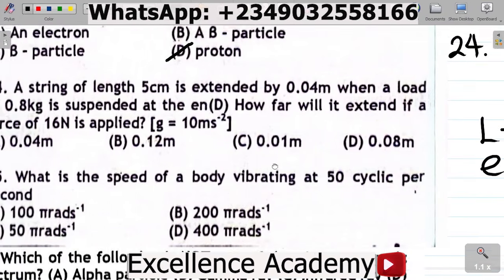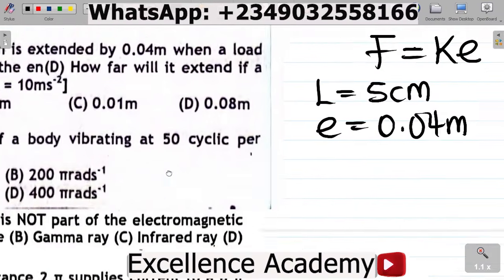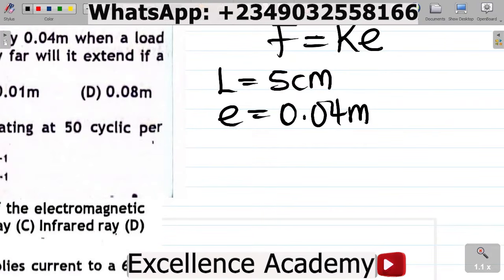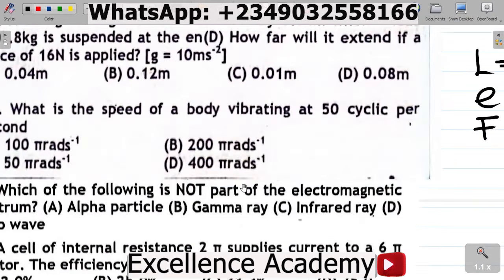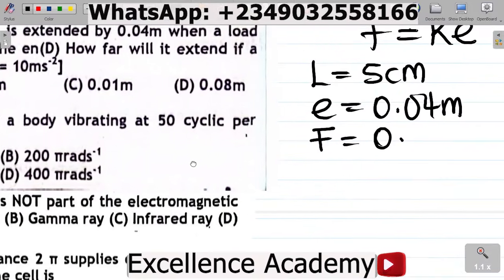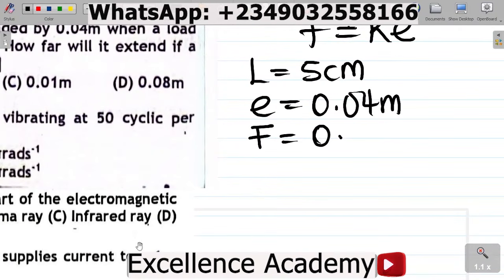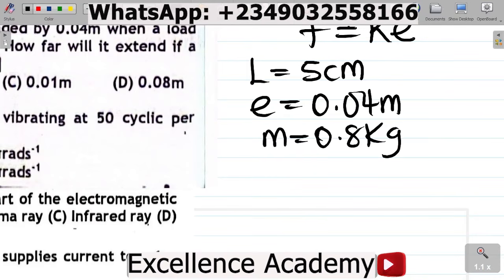Okay. When a load of 0.8 kilogram, so let's call the load force. So load or force are used interchangeably. Let's say this again, 0.8 kilogram. But you want to observe that this load is given in kilogram. In essence, what I have there is not a load but mass. So mass is equal to 0.8 in kilogram.